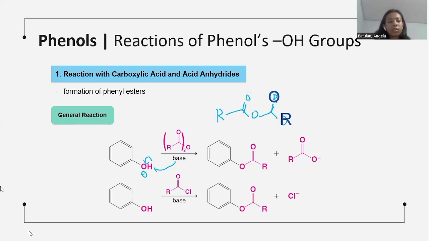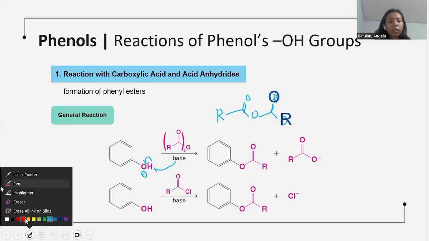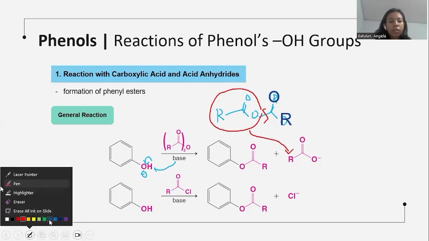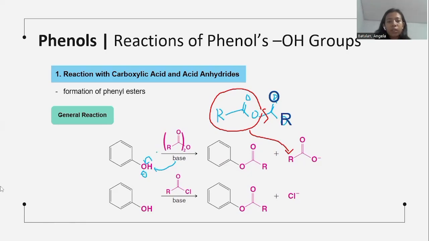Ayan, so ang mangyayari dito, kumbaga para lang siyang mag-cleave. Mag-cleave lang yung banda yan. Ito yung mag-cleaving, itong part na 'to, yung magiging anion. Tapos itong part na 'to, yung i-a-attack yung phenolate natin. Mag-a-attack siya doon sa carbon with carbon. Tapos mag-leave 'to. Tapos matitira na lang, magiging phenyl ester siya.